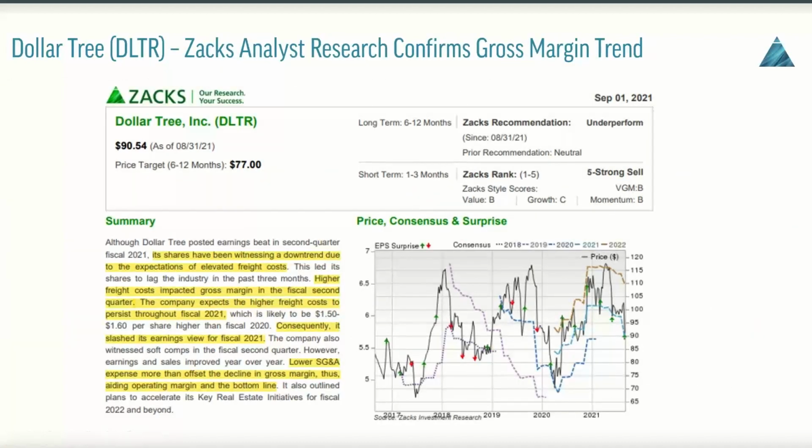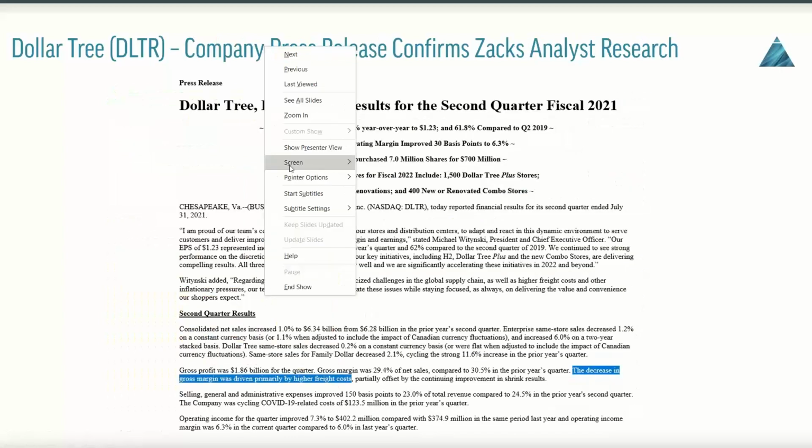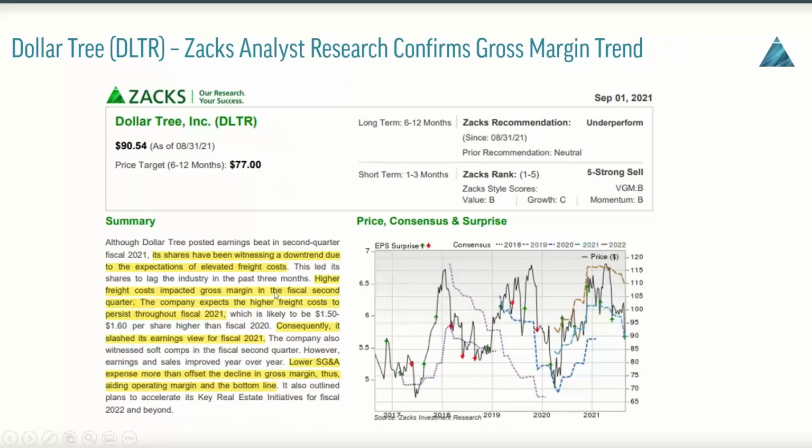So what I did very quickly, it only takes minutes to do, is I just consulted the Zacks analyst research, and it was right at the very top in the summary, first page. It actually highlighted exactly what I found, right? Its shares have witnessed a downtrend due to the expectations of elevated freight costs. Higher freight costs impacted gross margin, right? Freight costs go into cost of goods sold.